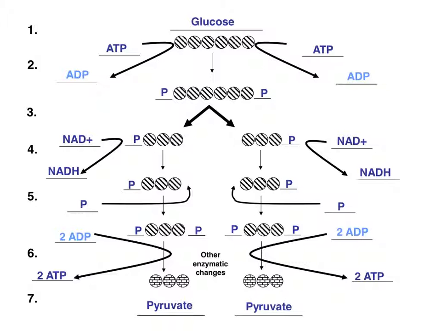So as a recap of the main products, we've got NADH, 2 of them, 4 ATPs, but only a net gain of 2 since we had to burn a couple up here, and 2 molecules of pyruvate.